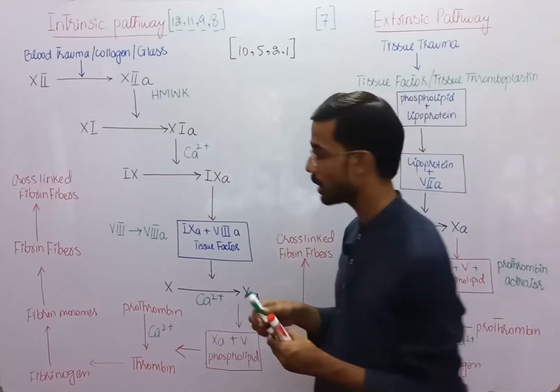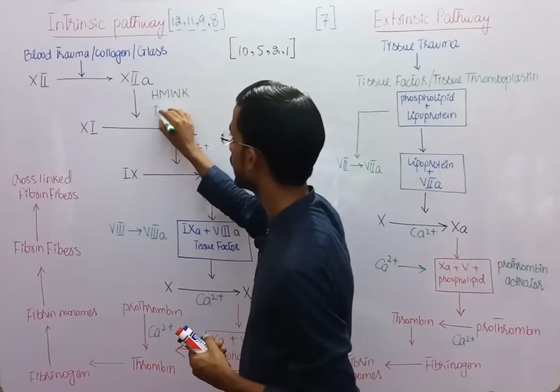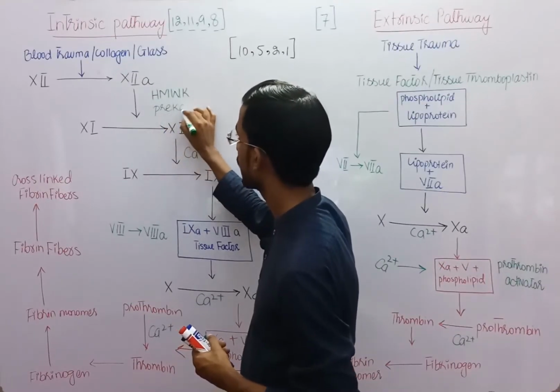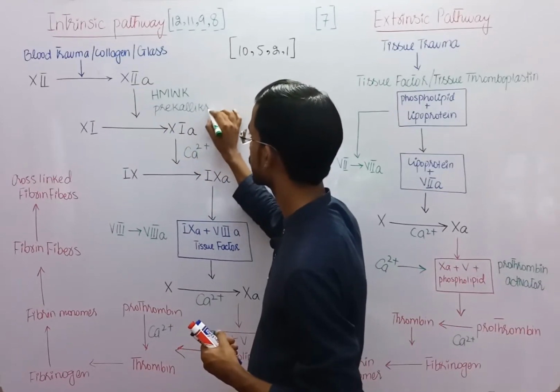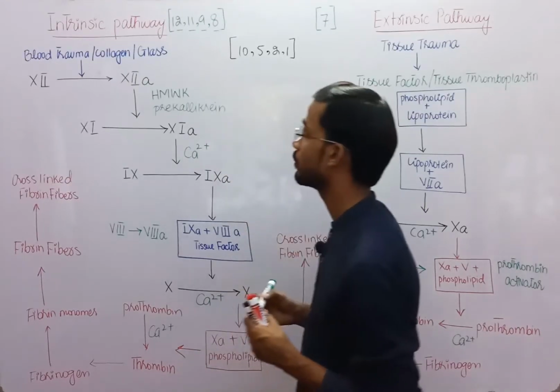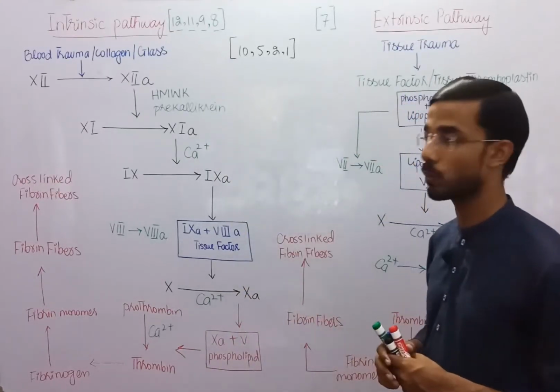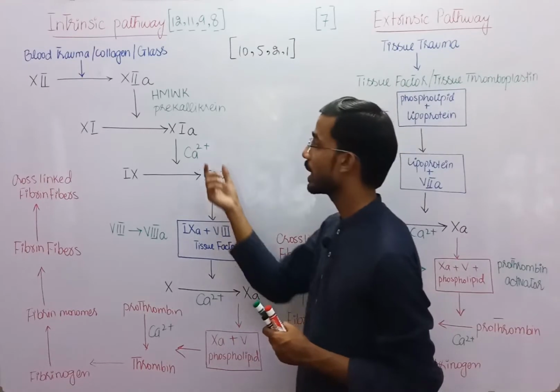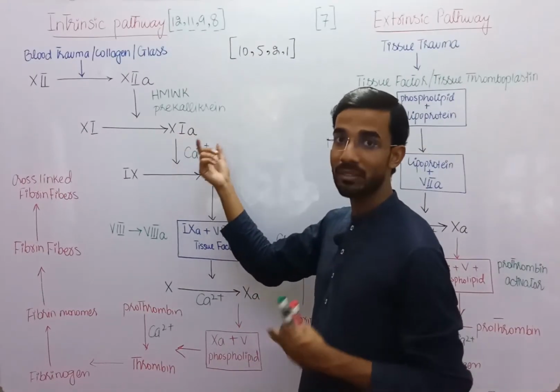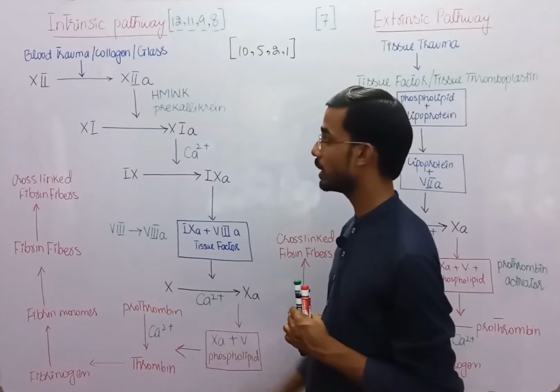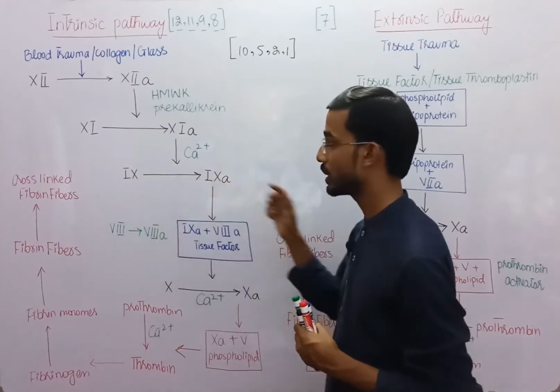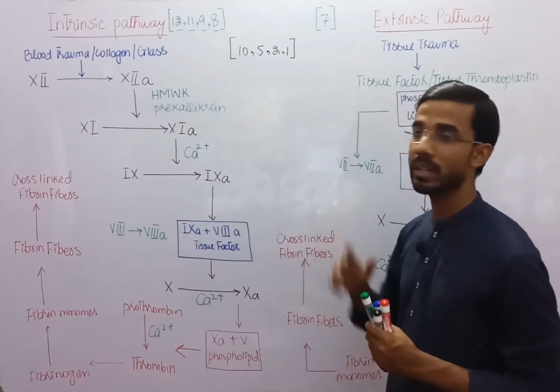kininogen, or maybe pre-kallikrein, involved in their conversion. Then activated factor 11 converts factor 9 into activated factor 9 with the help of calcium.